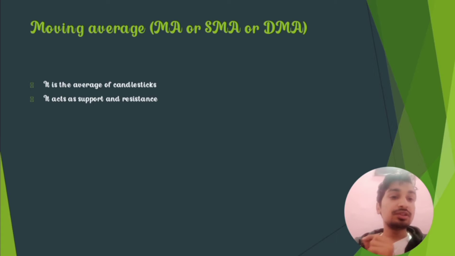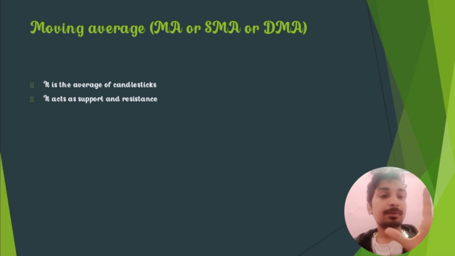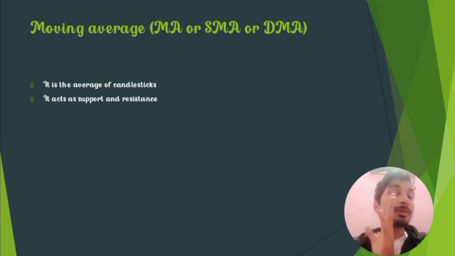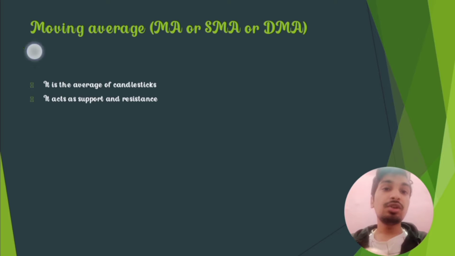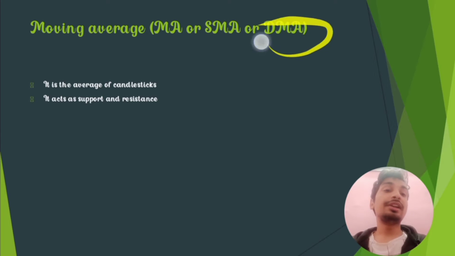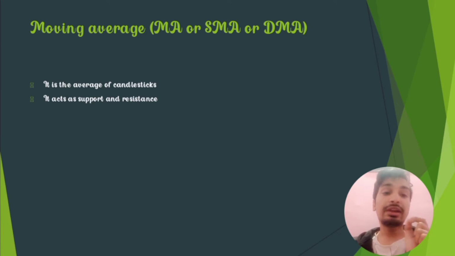Generally, if you have 5 numbers, the average of the 5 numbers is the number which is closest to all the 5 numbers. That is what average means, right? In mathematics you might have studied what is average. So moving average is also known as MA, SMA or DMA. MA means moving average. SMA means simple moving average. And DMA means daily moving average.